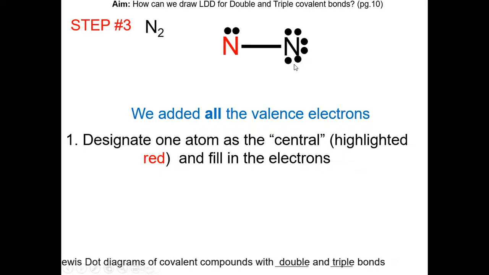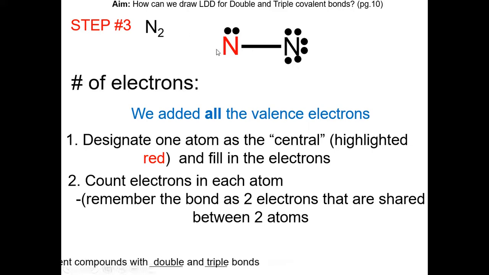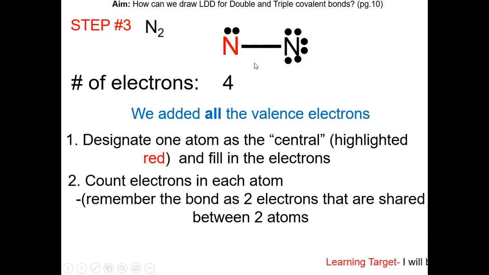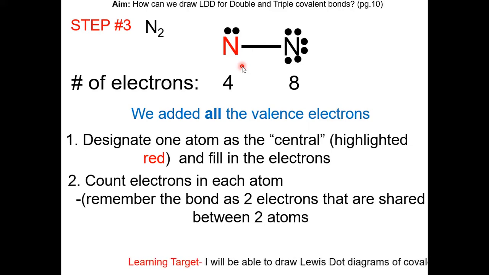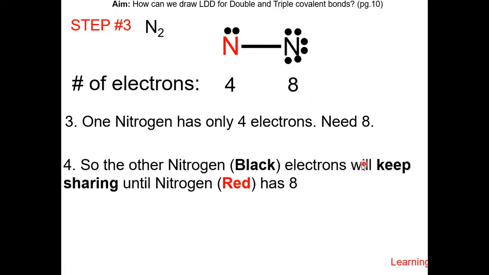So we cannot add any more electrons. Let's count the electrons in each atom. This red nitrogen has 1, 2, and is sharing 2, so it has 4 electrons. This black nitrogen has 1, 2, 3, 4, 5, 6, and is sharing 2, so it has 8. The red nitrogen has not fulfilled the octet rule. It needs more electrons, but we cannot add any more electrons. So the black nitrogen will keep sharing electrons until the red nitrogen has 8.